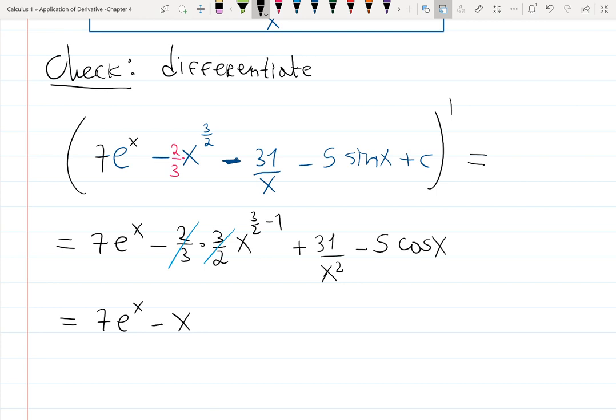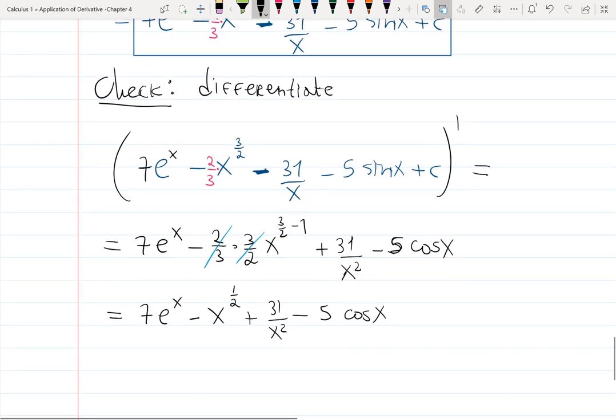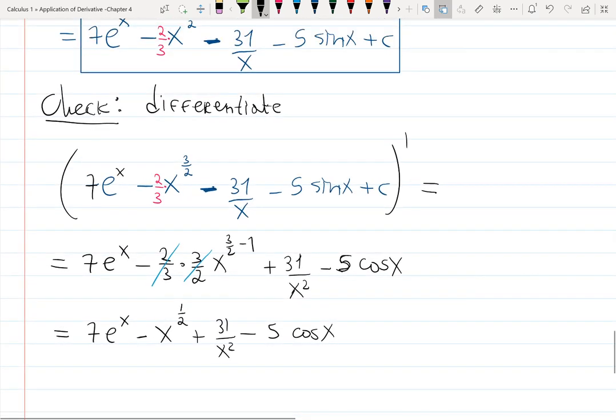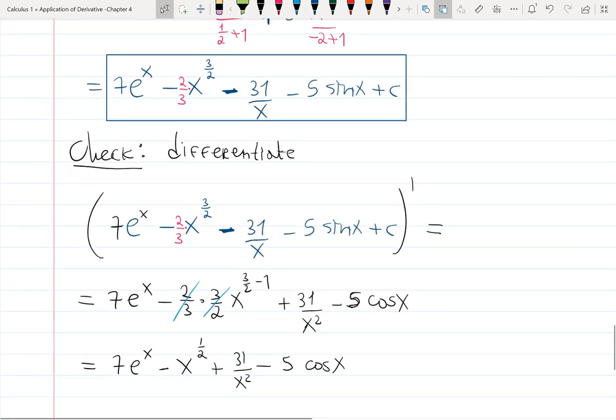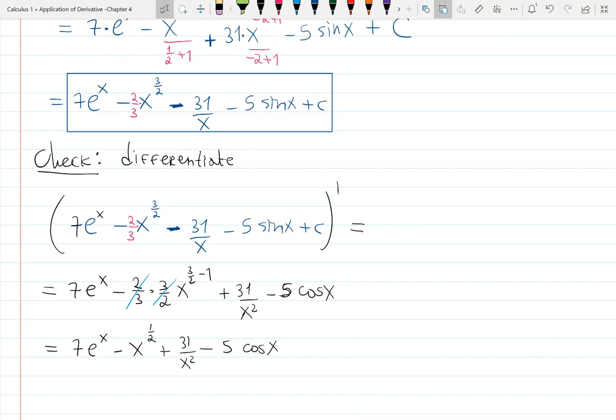That's 1 over, what did we have before? Square root of x, right? So that's 1/2 plus 31 over x squared minus 5, that's my 5, not s, cosine x. This answer should match with whatever we had inside of the integral.